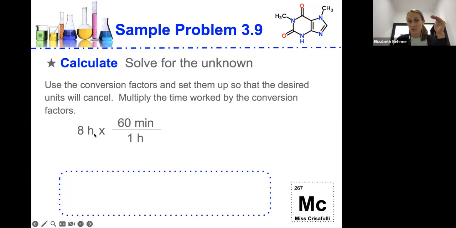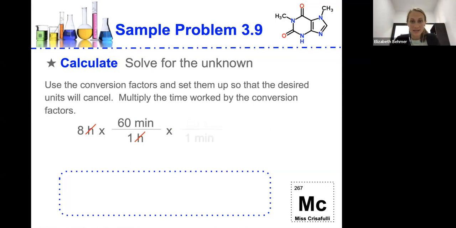Meaning that the numerator, hour over here, needs to cancel with a denominator for our first conversion unit. So we know that those units will cancel, so we've set up the conversion factor correctly. Then we multiply by our second conversion factor. We said at the beginning we'll need two conversion factors.